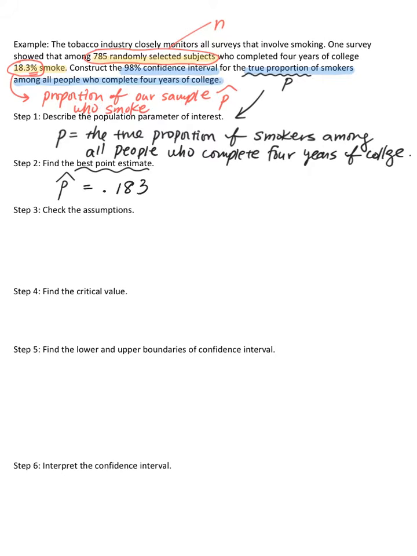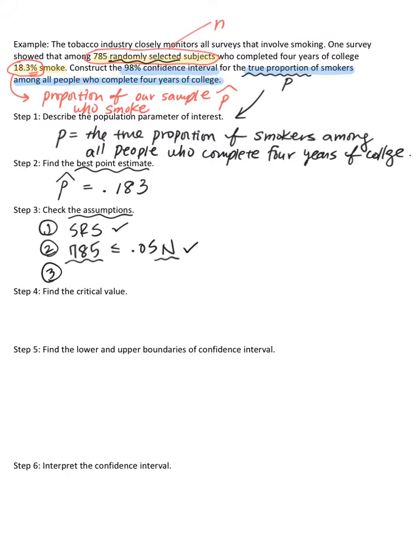So that's it. Step 3, check the assumptions. Number 1, simple random sample. It says randomly selected, so we can check that. Number 2, is the sample size of 785 less than 5% of the entire population of people who completed 4 years of college? Yeah, I would say so. This is a pretty small group of people compared to the entire population of people who go to 4 years of college, so we can safely say that's true.